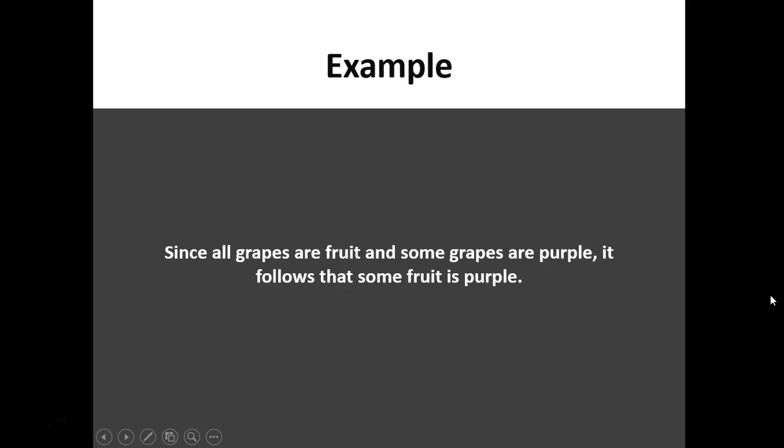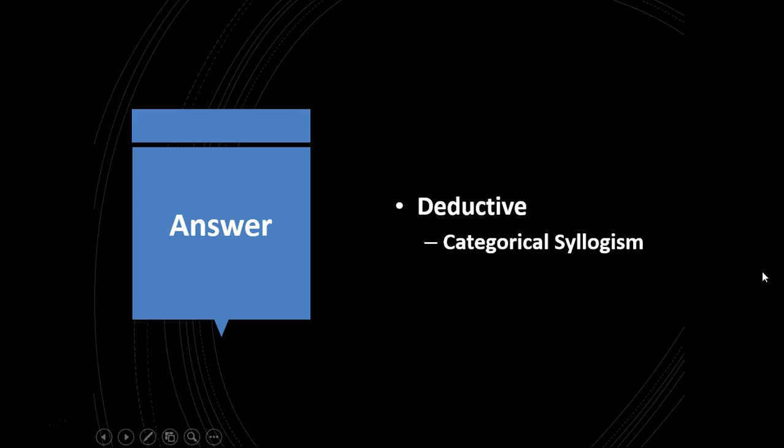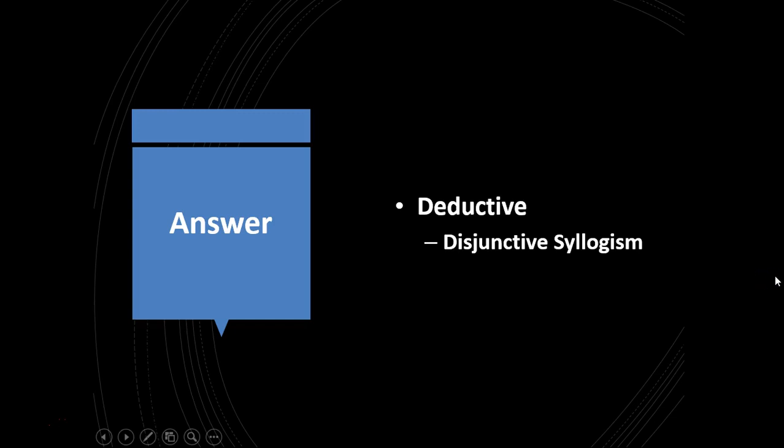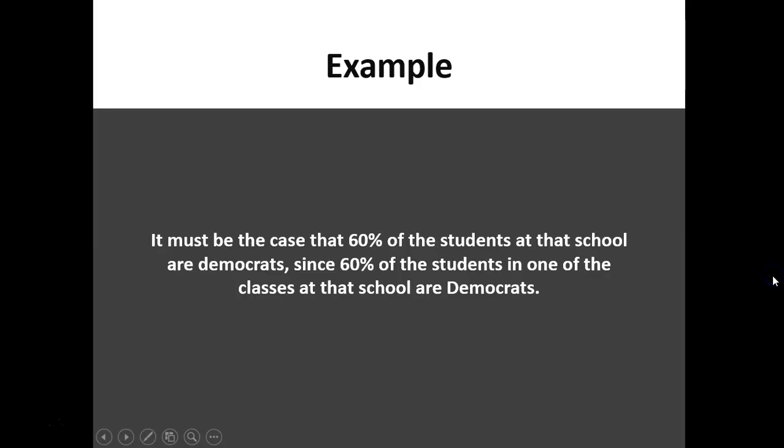Since all grapes are fruit and some grapes are purple, it follows that some fruit is purple. Now notice you got that rhythm going: purple, purple, grapes, grapes, fruit, fruit, all, some. Deductive, categorical syllogism. She's not in Cabo, and she's either there or in Vegas, so she must be in Vegas. Notice the either-or. Notice you got a little bit of repetition. Right? Seems like something's being eliminated here as a choice. So that's deductive, disjunctive syllogism.